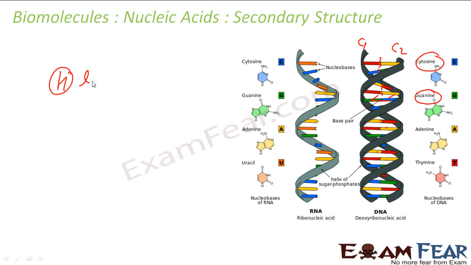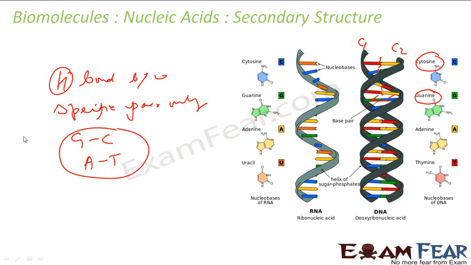So H bond between specific pairs only. Example, G will pair with C, A will pair with T. Correct.